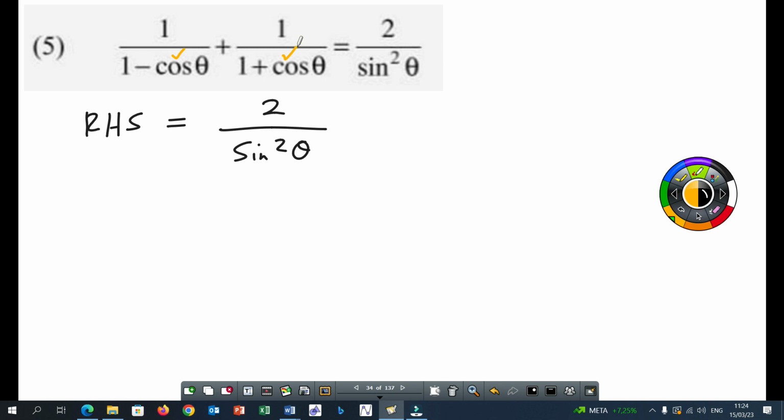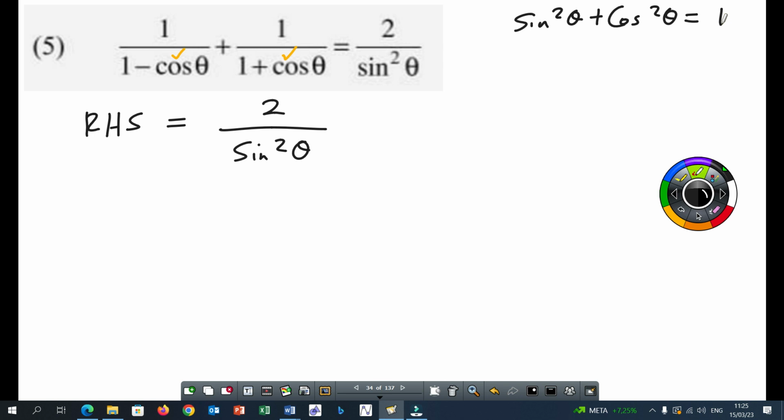So you look at your left hand side and see how the denominator on the right hand side is related to the denominators on the left hand side. They are related by virtue of this fundamental identity: sine squared theta plus cos squared theta equals 1. So I can convert that sine squared theta to cos.